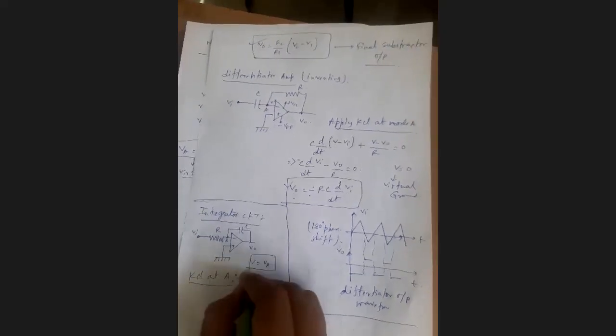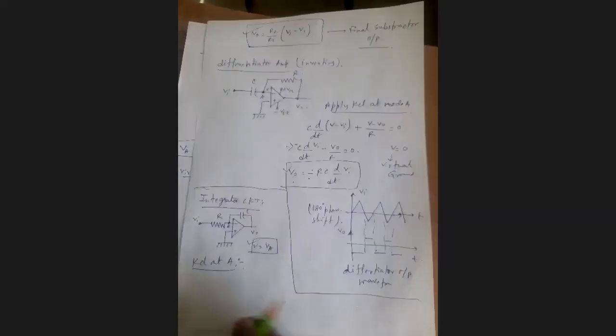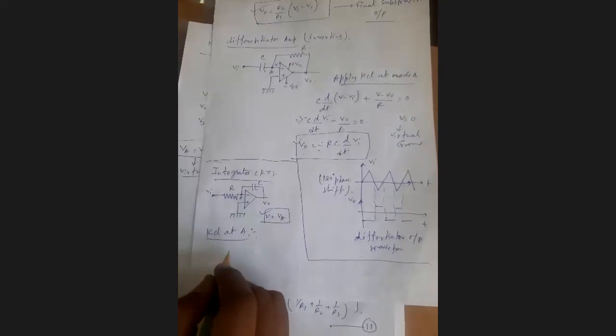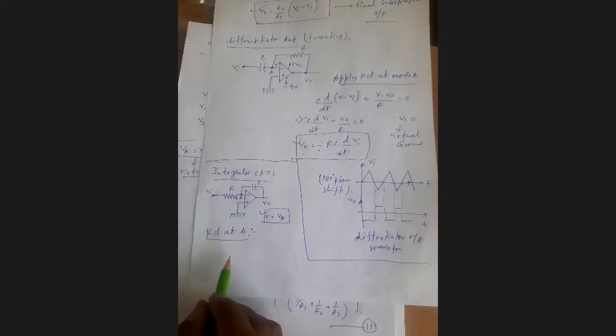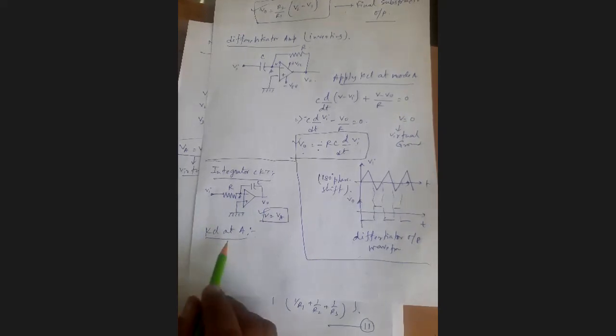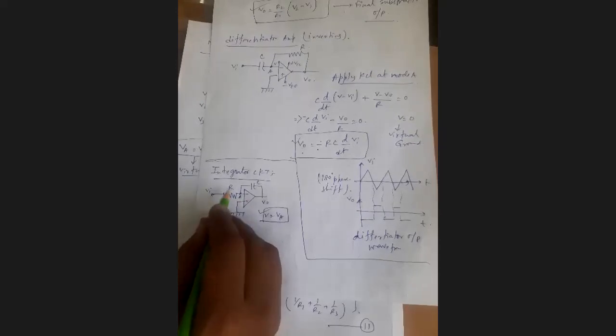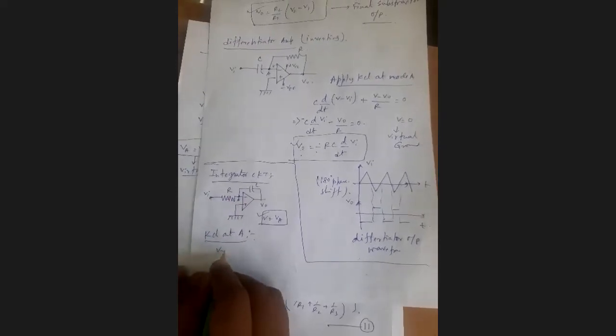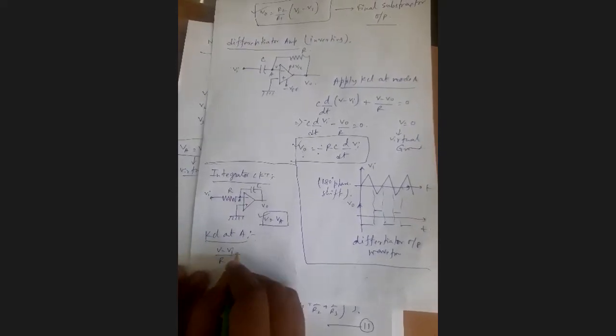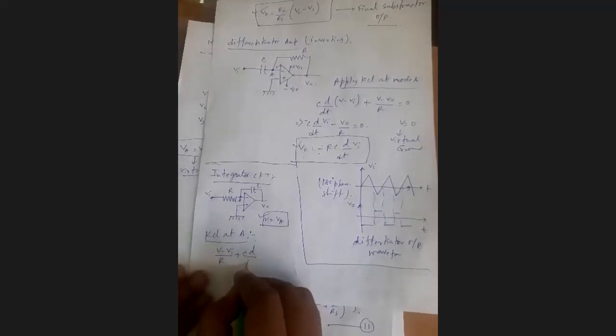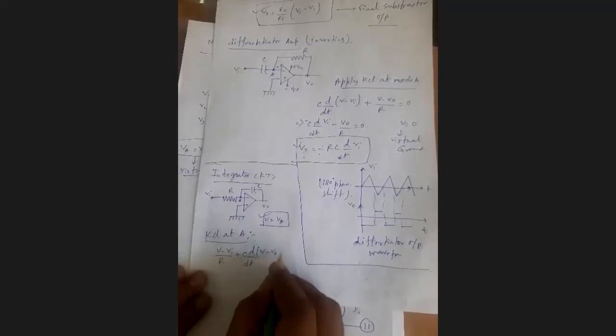So what is the output result? What is the KCL equation you can define? Can you define the KCL equation, Kirchhoff's current law? That is (V minus VI) by R plus C d/dt of (V minus V naught), that is equal to 0.